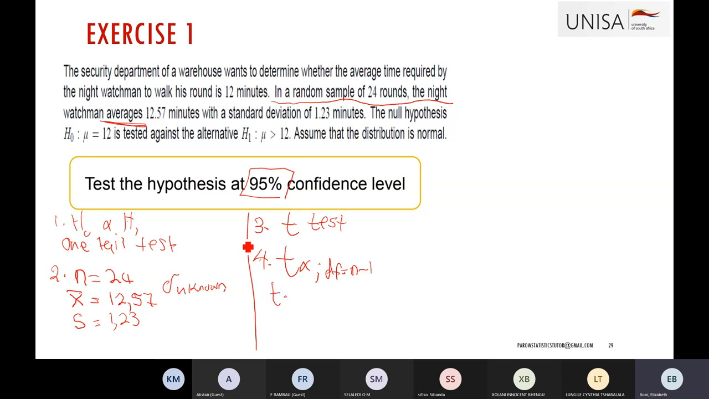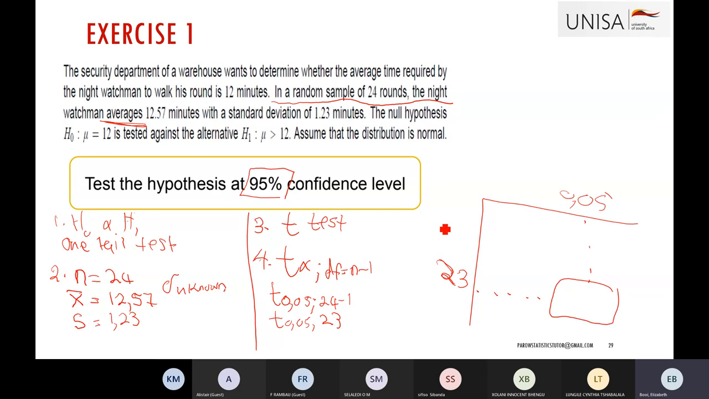So our alpha is 0.05, and our degrees of freedom is 24 minus 1, then our t of 0.05, and you need to go find that critical value. Find 0.05 at the top, and then find 23 on the side, and tell us where they both meet. And remember, you go to the t table. I'm waiting. 1.717.